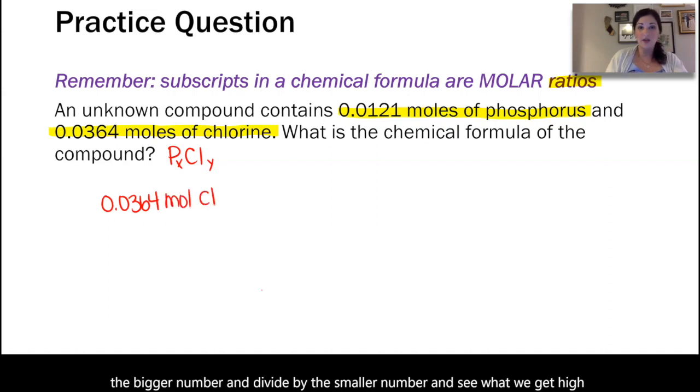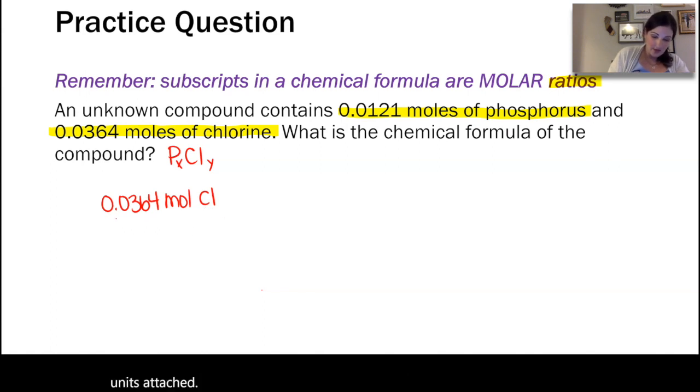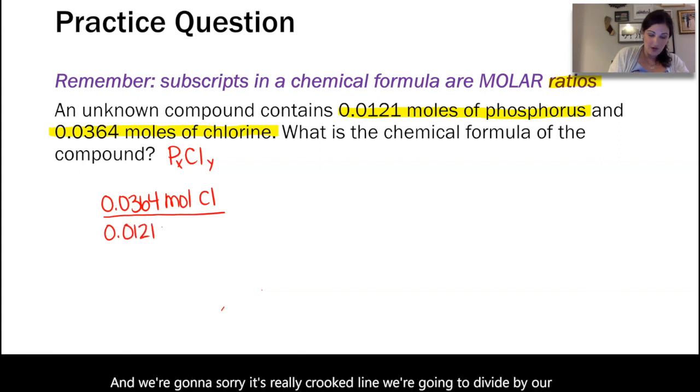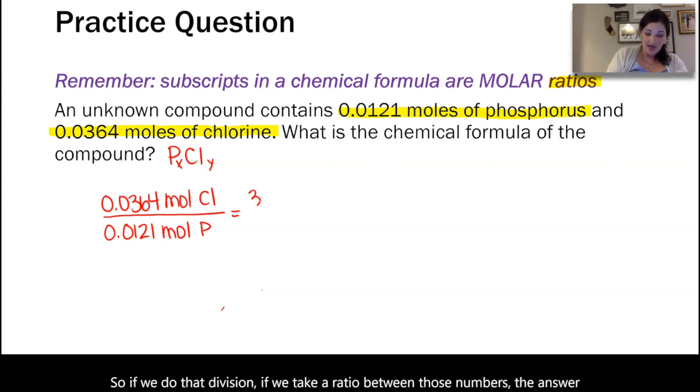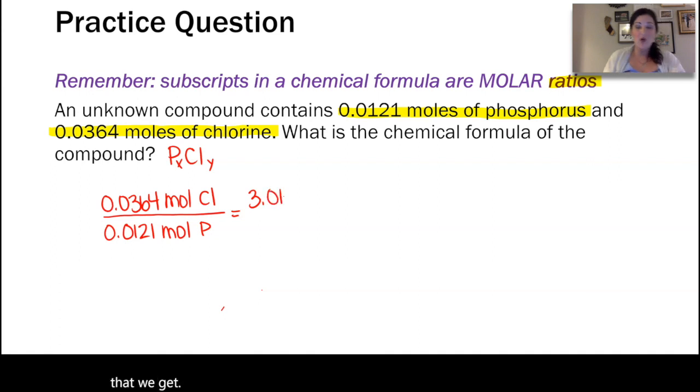Okay, so we're going to keep our units attached. And we're going to, oops, sorry, that's a really crooked line. We're going to divide by our smaller number, 0.0121 moles of phosphorus. Okay, so if we do that division, if we take a ratio between those numbers, the answer that we get is, our calculator tells us about 3.01.